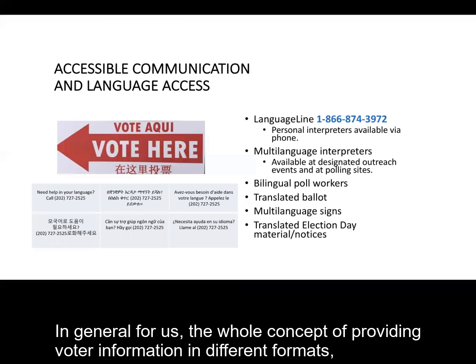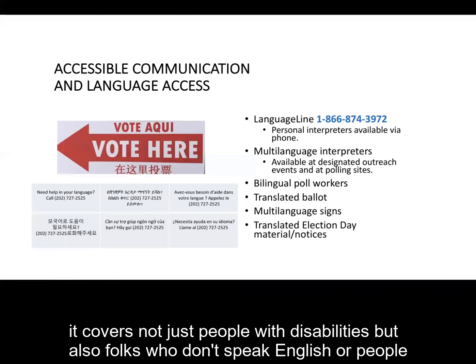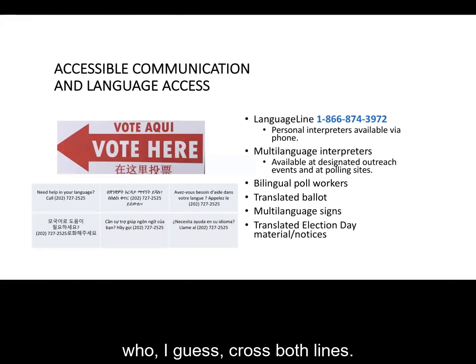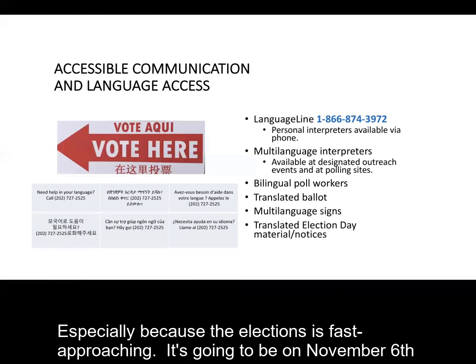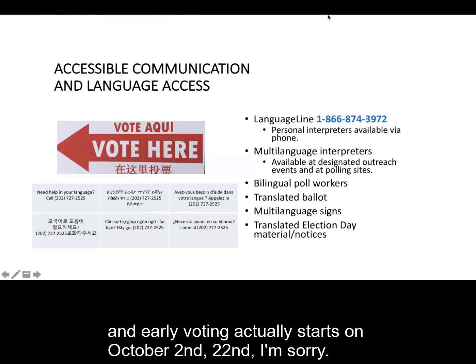So in general, for us, the whole concept of providing voter information in different formats covers not just people with disabilities, but also folks that don't speak English, or people who I guess cross both lines. So we just want to ensure that everyone has information, especially because the election is fast approaching. It's going to be on November 6th, and early voting actually starts on October 22nd, I'm sorry.